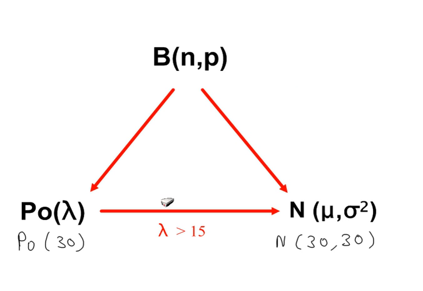So what would happen if this value of lambda, this condition here, that lambda is more than 15, is not met? So let's use a lambda value of 2. So the mean here would be 2, the variance would be 2. Let's have a look at these two graphically.